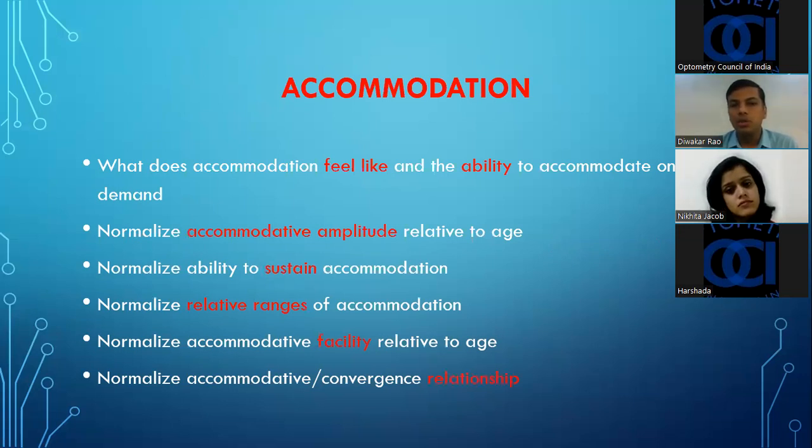In this case, you saw the amplitudes were normal. Sustain accommodation, we have to work on sustainability. Range of accommodation was poor here, we have to improve on range. Facility was poor in this case, so we have to normalize the facility. And then once that is done, we have to work on the interaction between accommodation and convergence relationship.